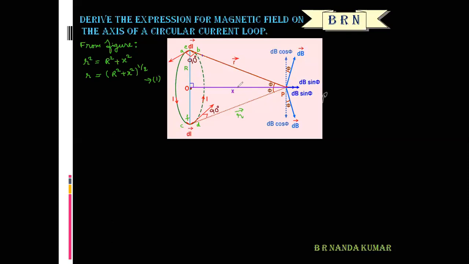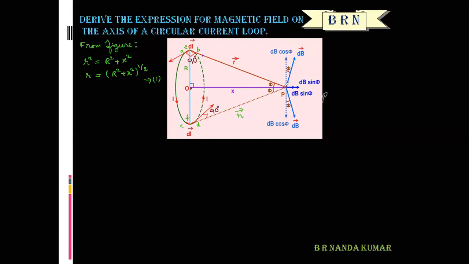So x is actually the distance from the center of the loop to the given observation point. At point P we have to calculate the magnetic field due to the circular current loop. So phi is the angle between the R vector and x. This is angle phi. What about this? This is 90 minus phi. So this angle is phi.